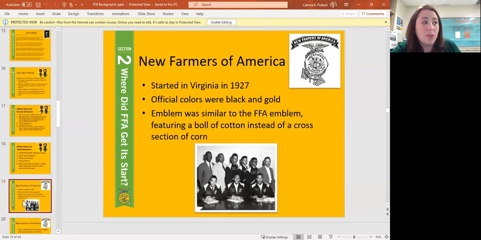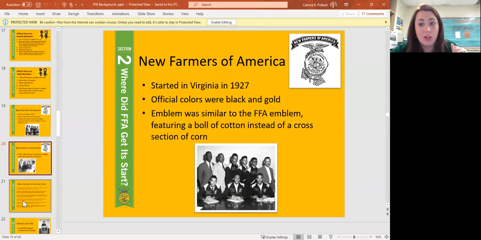All right, New Farmers of America started in 1927. It actually started before Future Farmers of America. Its colors were black and gold, and its background emblem was a cotton boll. And it was very similar, and they had the same goals, the same mission, but remember segregation, so they couldn't be in the same organization.